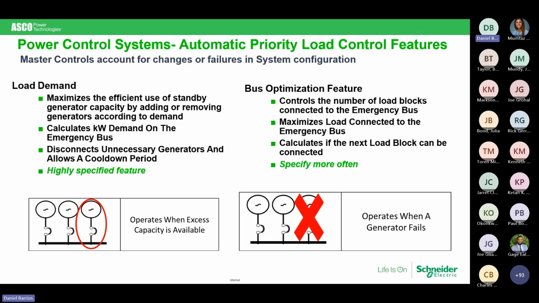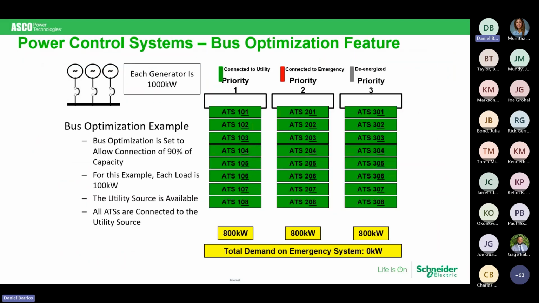Bus optimization. This connects the number of blocks. It maximizes the load connection and it calculates if the next load block can be added. In this case, you need to understand how this works. I believe it's pointed out on the next slide or so. But in the case here, when you look at your ATSs, you put down that this is an 800 amp transfer switch feeding this 800 amp load. Well, what's really on there at any time of day?